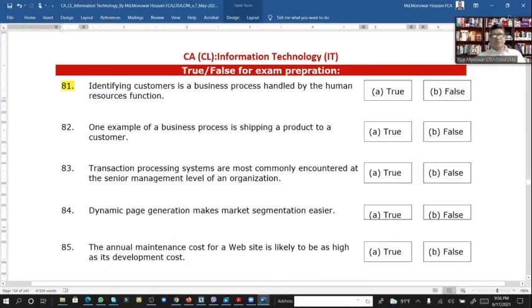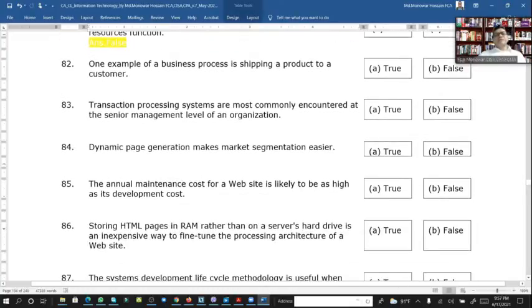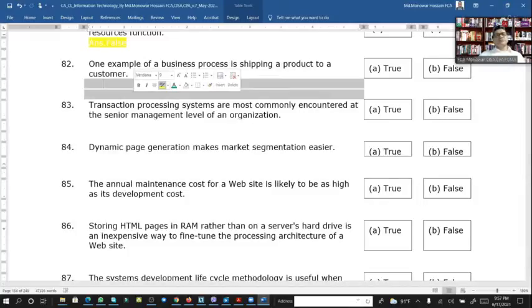Logically, this is from that chapter and some from a different chapter also. Identifying customers is a business process handled by the human resource function. So it is false. Identifying customers is a business process handled by the human resource function. So is that false? This process is not identifying the customer. One example of a business process is shipping a product to a customer.